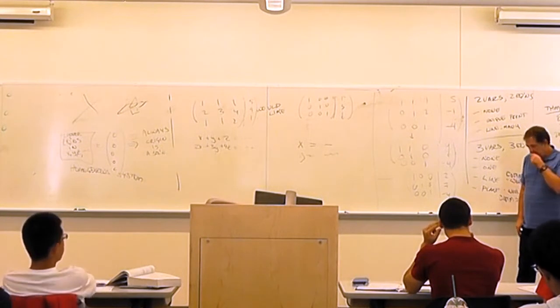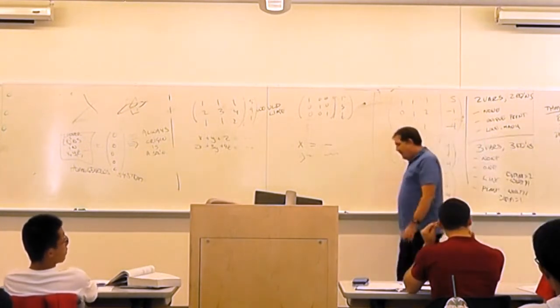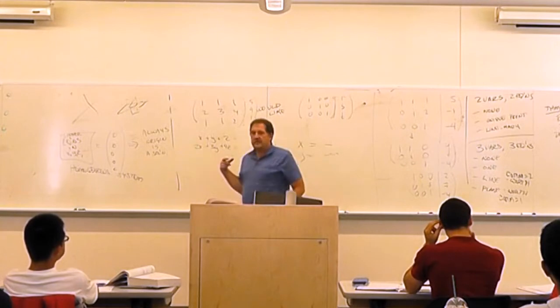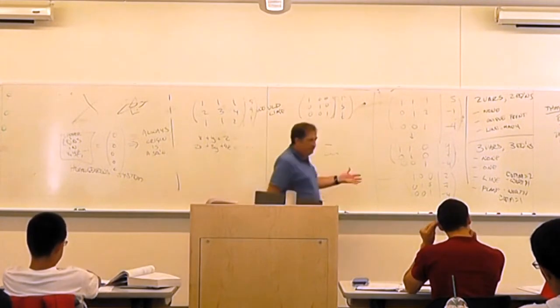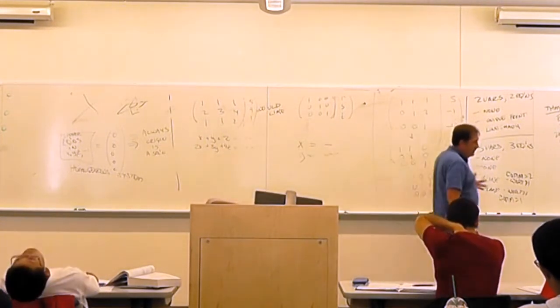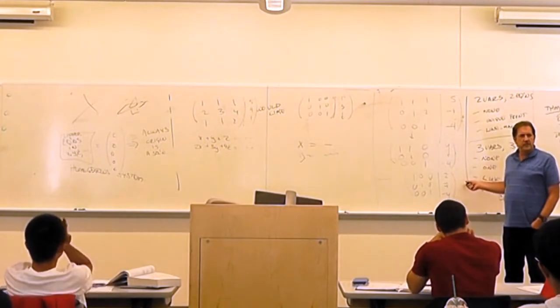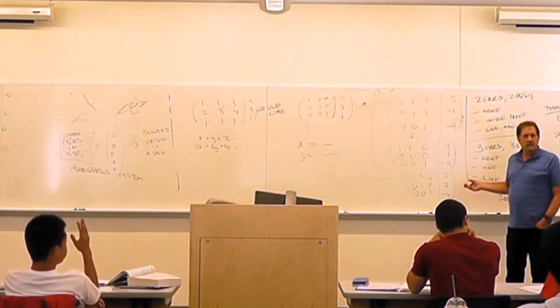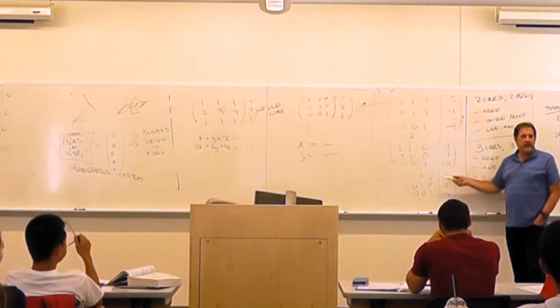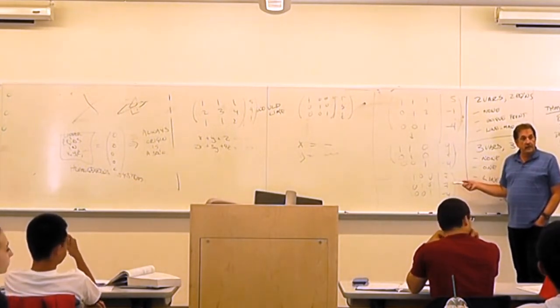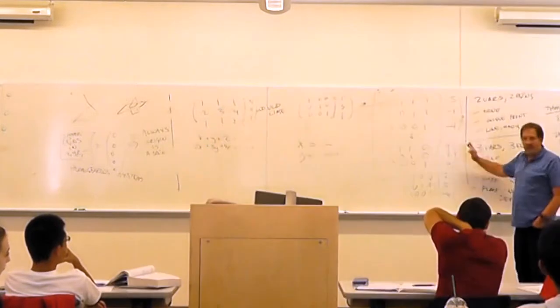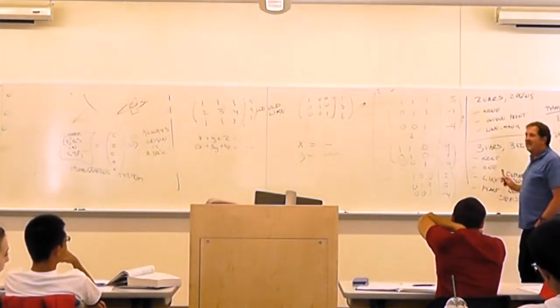So, computers are a lot better at this than I am, but this process, which, has everybody done this before? Okay. So, this is called something like Gaussian elimination. What? It's the bane of your existence. Well, I don't like it much either, but it's all right.